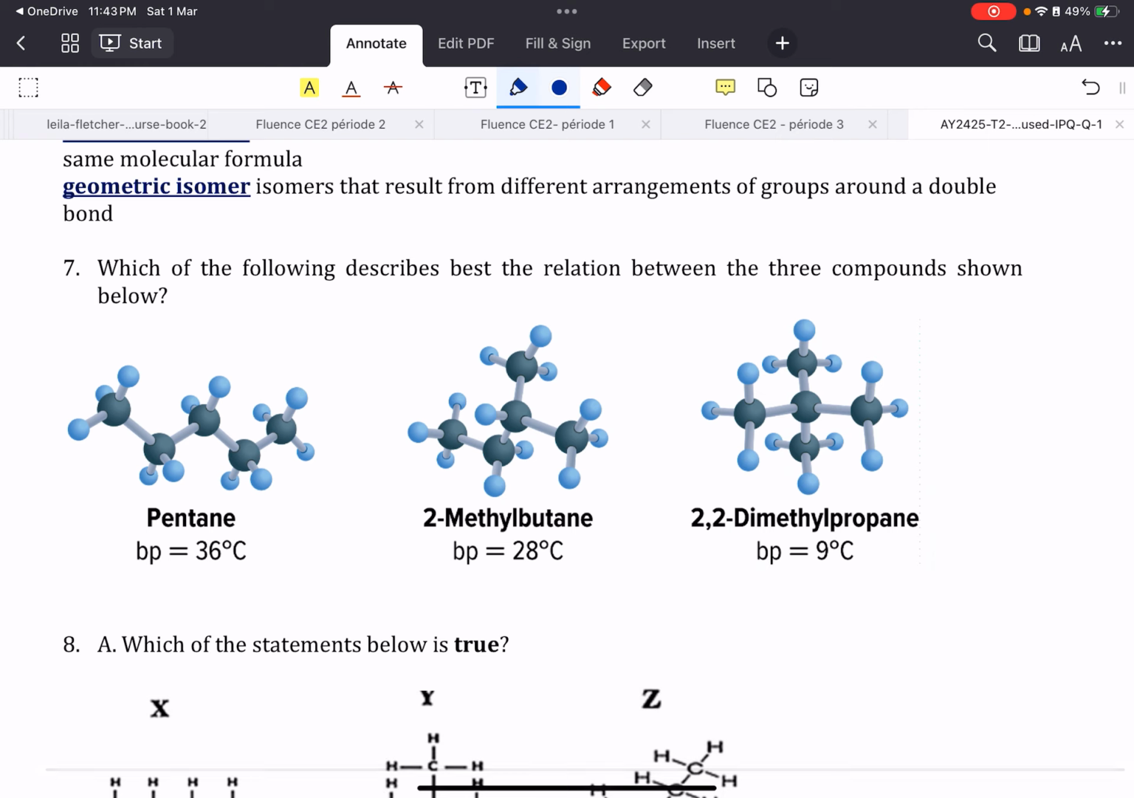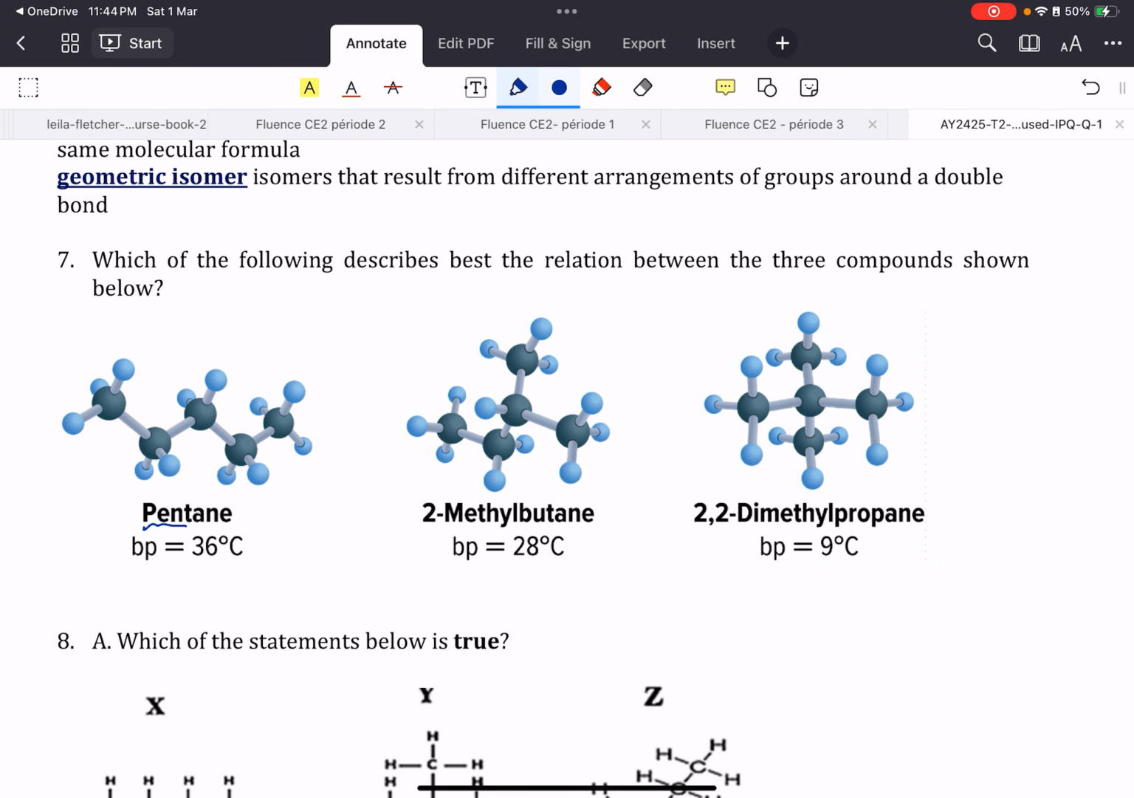Isomers. Subtopic 3.4 is about isomers. Always when you have different compounds, double check the formula. Count the carbons and count the hydrogens. This is pentane, so it means I have 5 carbons and 12 hydrogens. You can also count them.